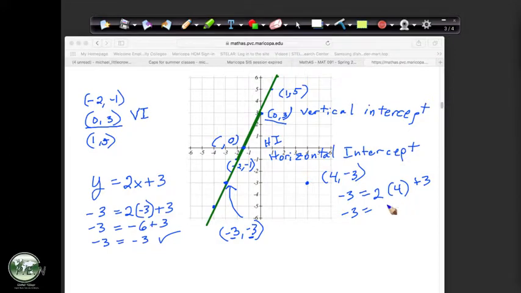2 times 4 is 8 plus 3. Here's negative 3 equals 11. That's not true, is it? This point doesn't satisfy the equation, and the point's not on the line. Okay. So once we do have the line, it also gives us a way to quickly identify whether a point is going to work or not, whether it's a solution.